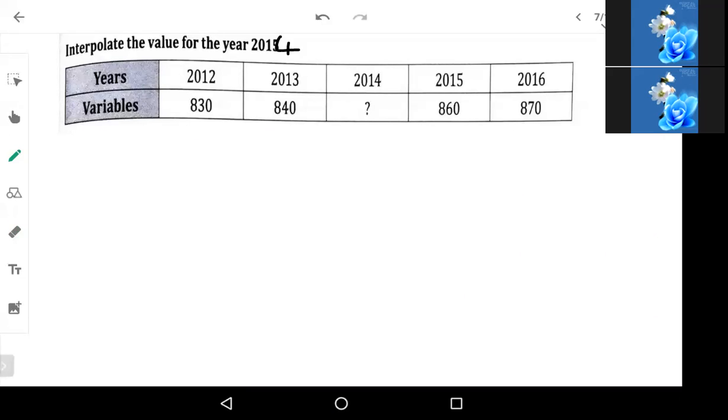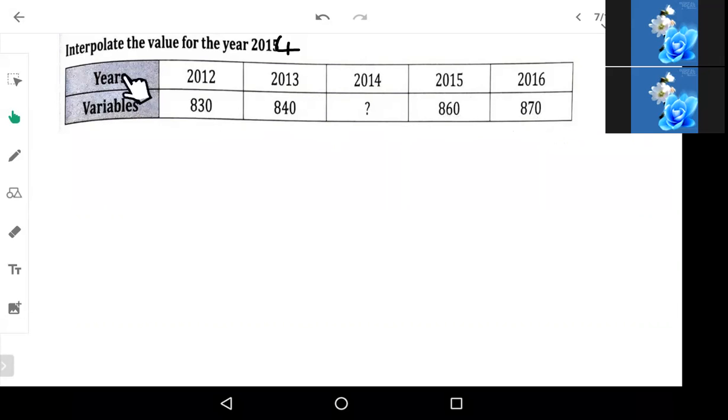And if you see here, they have given us the years 2012, 2013, 2014, 15, 16. And they've also given us the variables for that particular year. This variable can be any data. It can be demand, supply, sales. Okay. So we have the values 830, 840, and there is a missing value. 2014 is the missing value, and then 2015, 16, both are given.